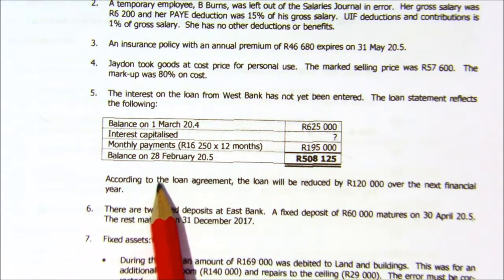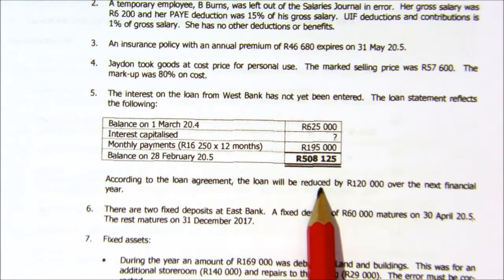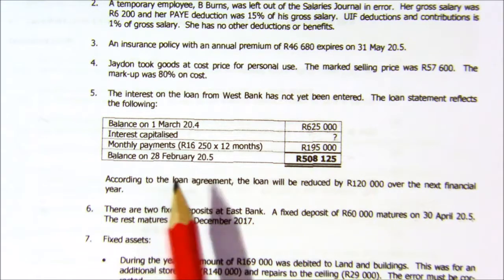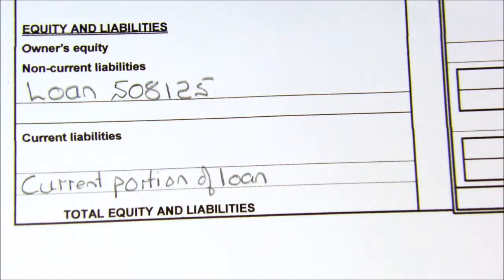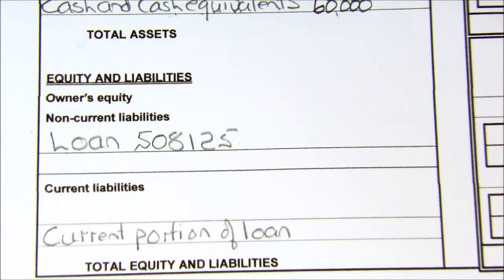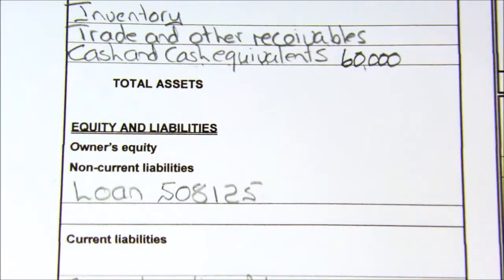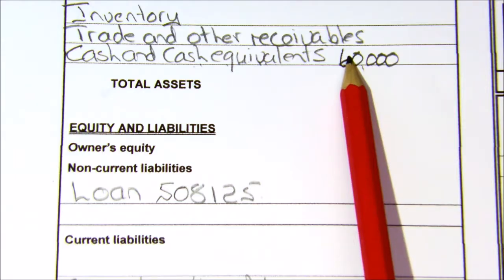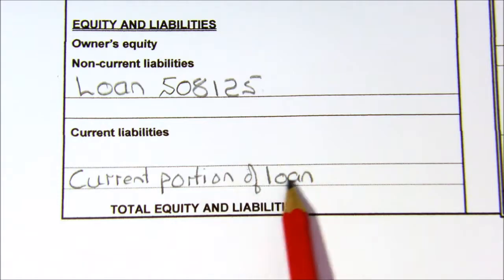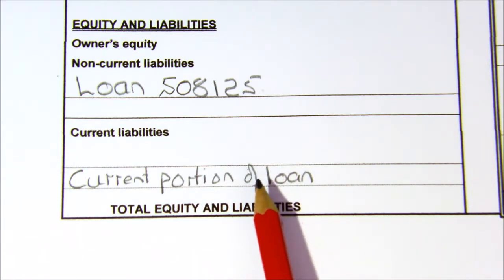But they now tell me that according to the loan agreement, the loan will be reduced by 120,000 over the next financial year. So now what does that mean? At this stage, loan is also a non-current liability, just like your fixed deposit was non-current, because generally our loans take more than a year to pay back. But now, just like we could plan that we were going to get the 60,000 in to pay off our debts, we also need to plan that I have to pay a portion of the loan back.